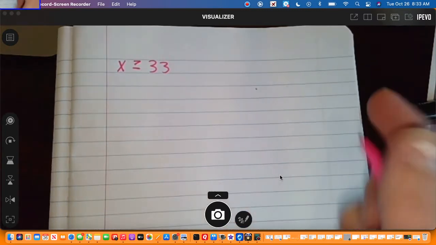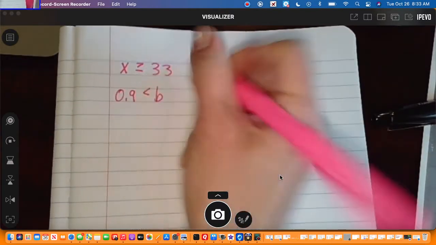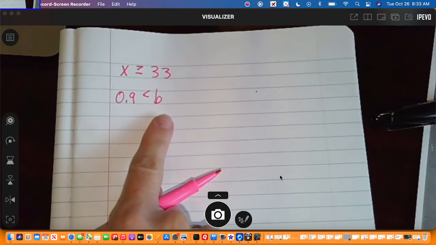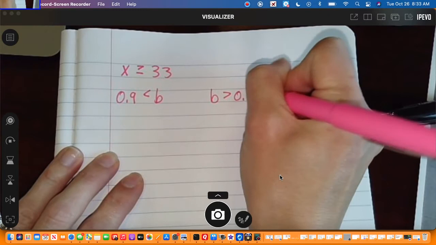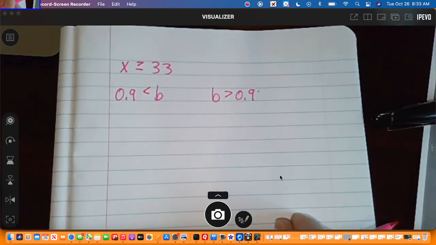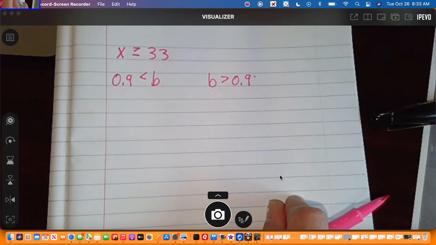Number 2, and this one's kind of weird the way it's worded. It says 0.9 is less than b. I prefer for my letter or my variable to come first. So Aston, I flip the whole thing around and I get this. Does everybody understand that? I want to write my variable first. So what numbers are greater than 0.9?